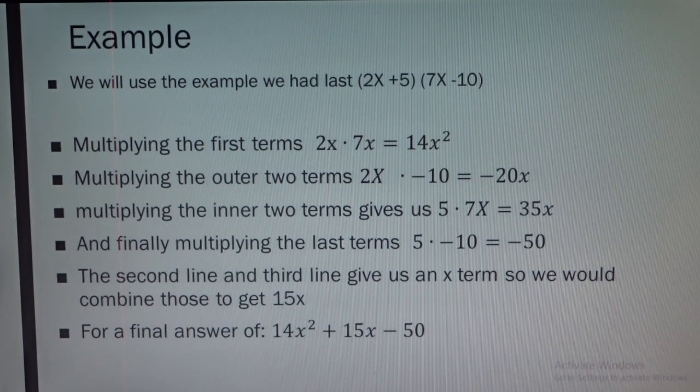The second and the third line give us an x term, so we would combine those to get 15x, for a final answer of 14x squared plus 15x minus 50.